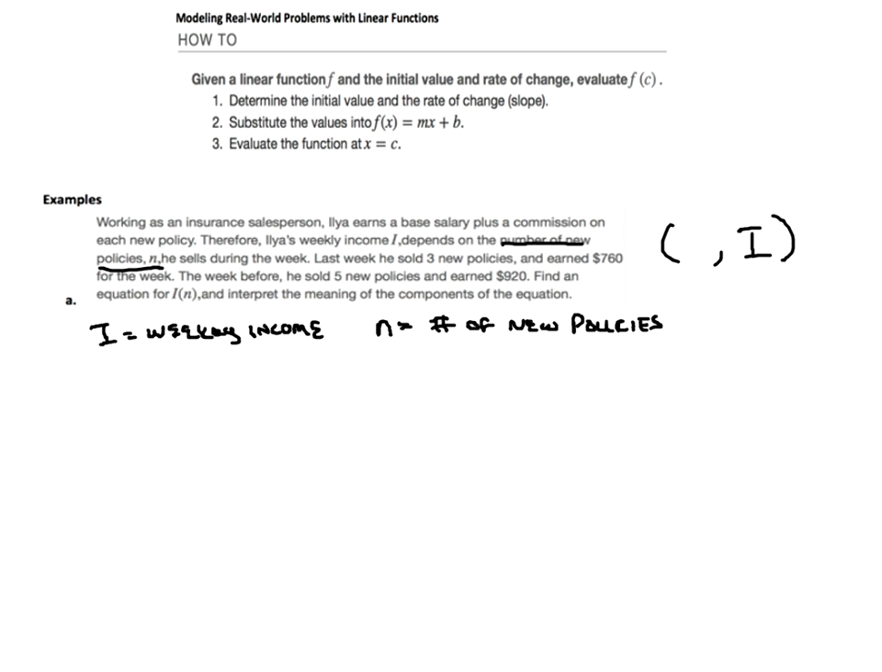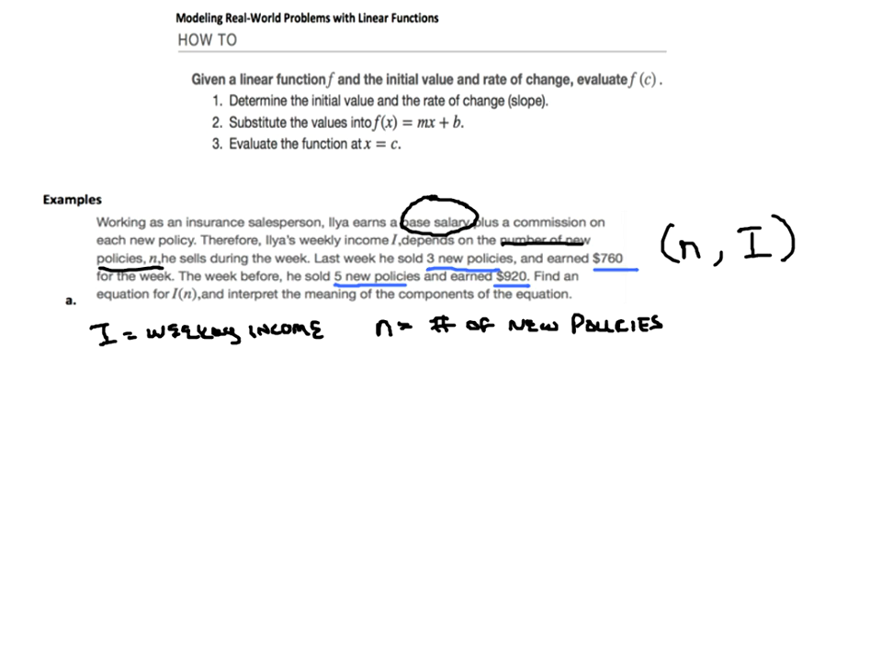So don't forget, he gets a base salary. So no matter if he sells no policies or 100 policies, he gets a base salary. And so we're told last week he sold 3 new policies and earned $760. The week before he sold 5 new policies and earned $920. There are your 2 points right there.